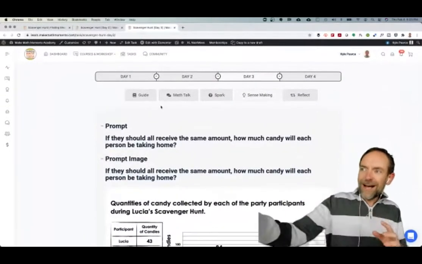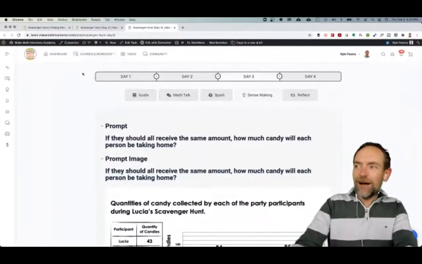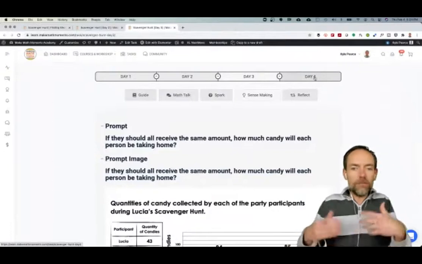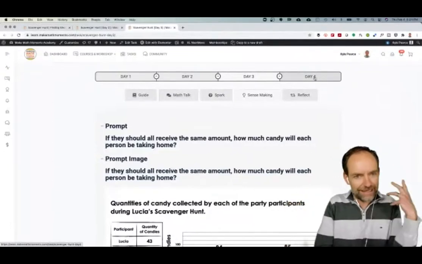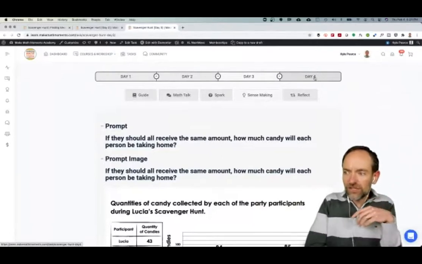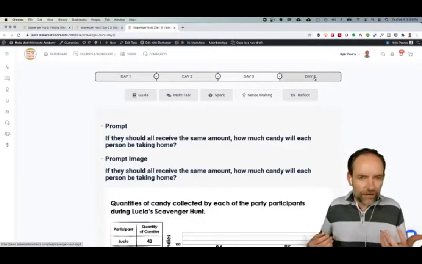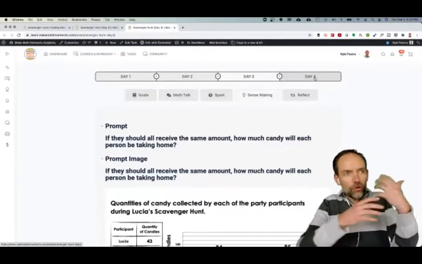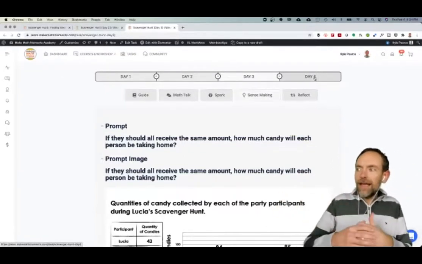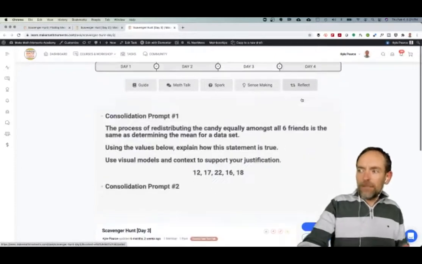I think so. Up on the screen, you see the 4-day unit. This is a 4-day unit. On the 4th day, it's more of a show your growth day, like an assessment day, where you give students another scenario related to this big idea of data management, graphing, and the mean, and we give them opportunities to build on this.